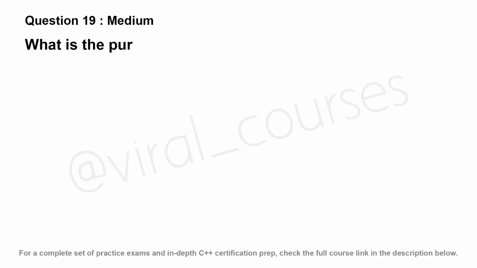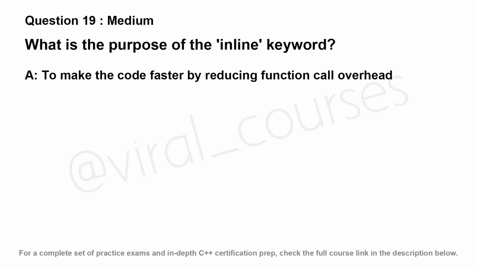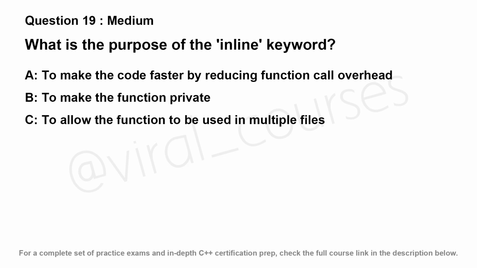What is the purpose of the inline keyword? Option A, to make the code faster by reducing function call overhead. Option B, to make the function private. Option C, to allow the function to be used in multiple files. Option D, to declare a function in one line.